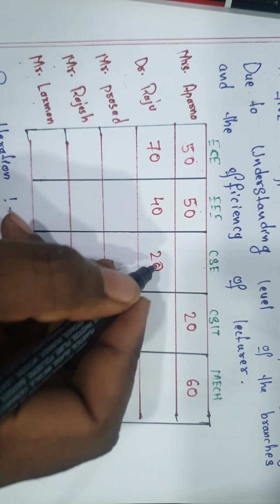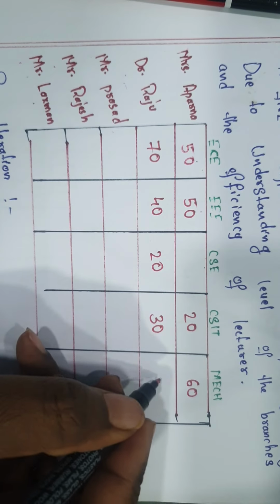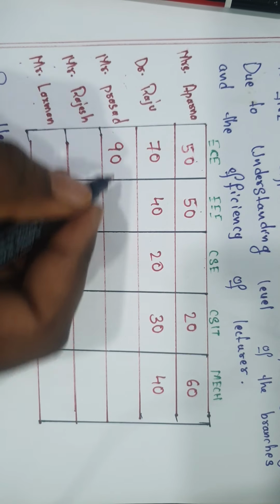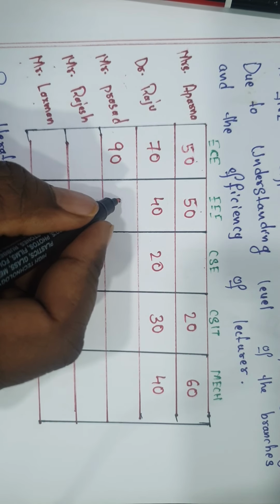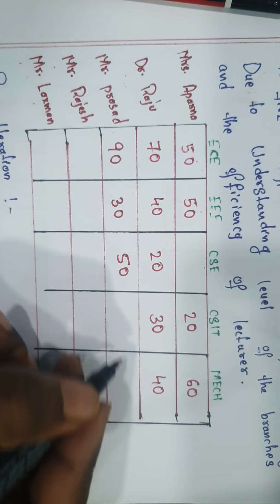The next value is 40. The next one is 20. The next one is 30. The next one is 40. And this one is 90. After 90, the next value is 30. The next one is 50, and here no value is given.